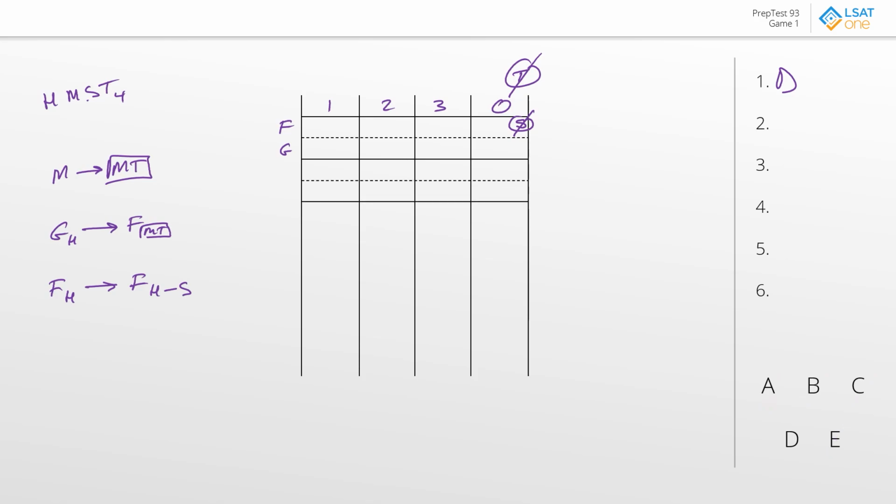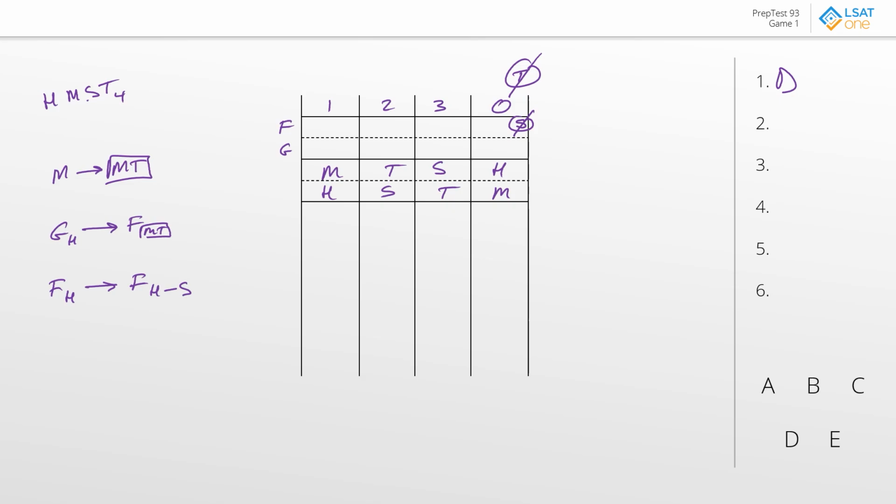So D gives us MTS for Frank, and I guess that would leave us with H on the outside, and then HST for Gloria, which leaves us with M on the outside. So from there, let's take a look.